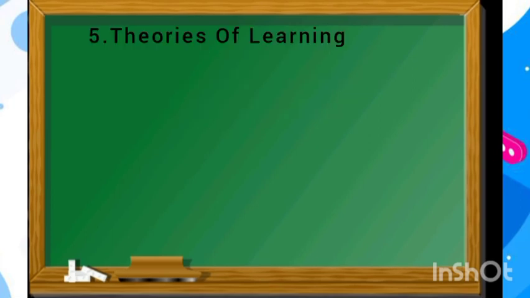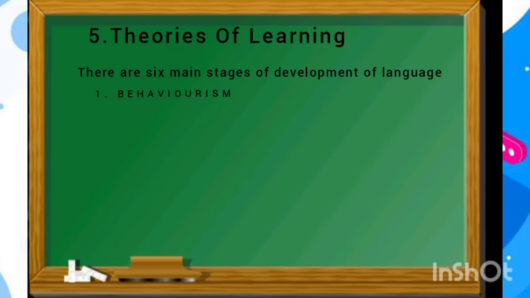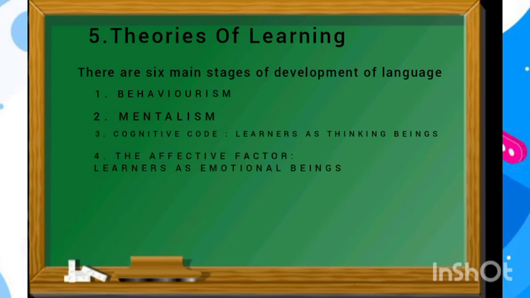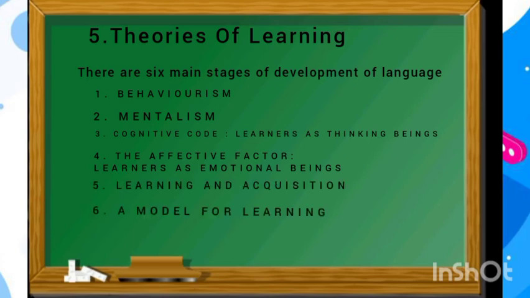The fifth material is theory of learning. There are six main stages of development. 1. Behaviorism. 2. Mentalism. 3. Cognitive code, learners as thinking beings. 4. The affective factor, learners as emotional beings. 5. Learning and acquisition. 6. A model for learning.